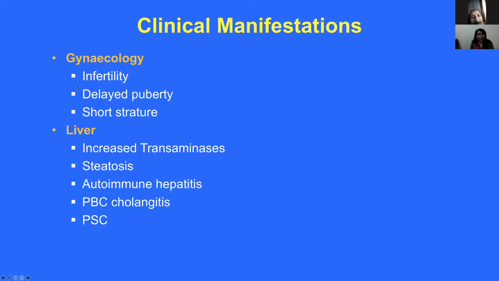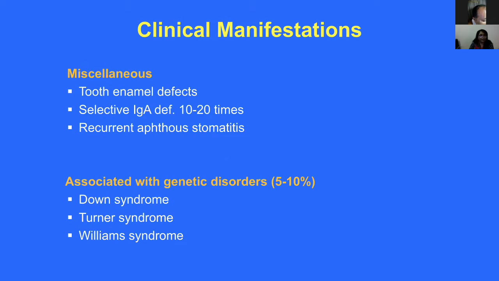Patients come to the gynae department with symptoms of infertility, delayed puberty, or short stature. As far as the liver is concerned, patients with celiac disease can have raised transaminases. They can have fatty liver. They can have autoimmune hepatitis. They present with primary biliary cirrhosis or cholangitis, or PSC, primary sclerosing cholangitis. So all these varied presentations can be there in patients with celiac disease.